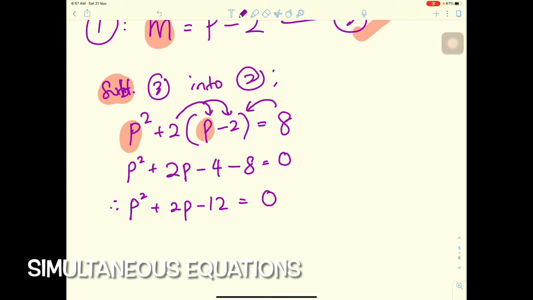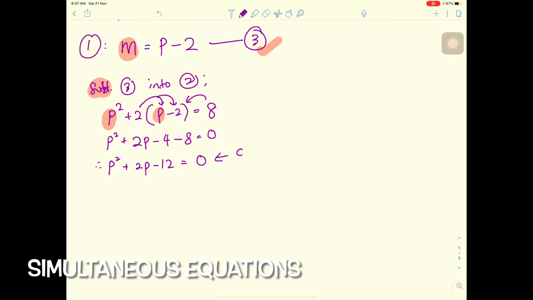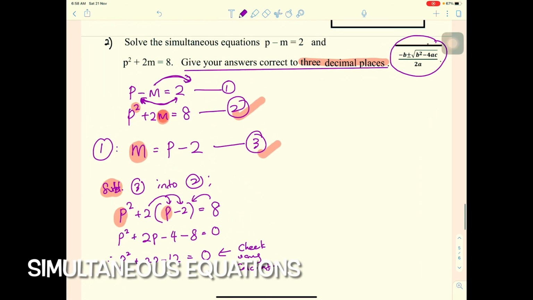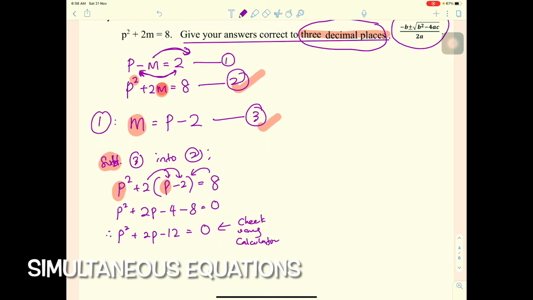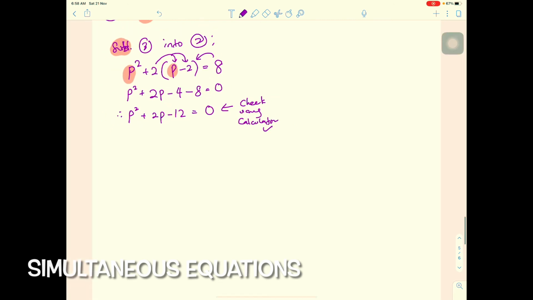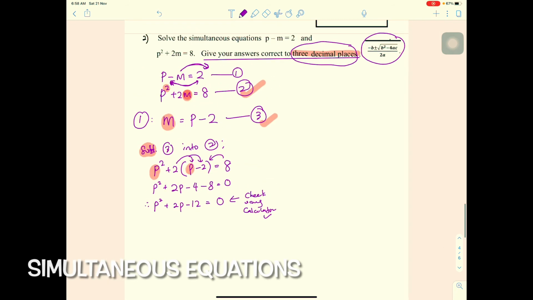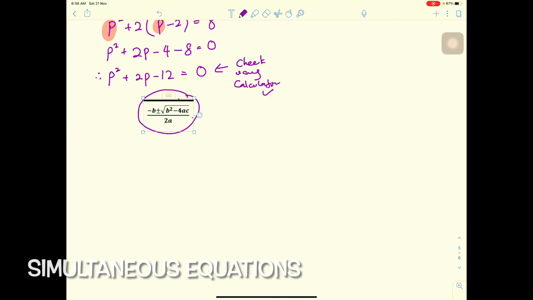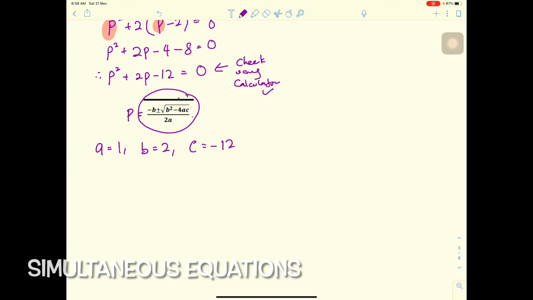If you check using a calculator, you will get the answer of p in decimals. That's why the question asks you to answer correct to 3 decimal places. You cannot directly factorize when you check using a calculator. So this is the formula you want to use. The value of p equals this formula. As stated, a equals 1, b equals 2, and c equals negative 12.